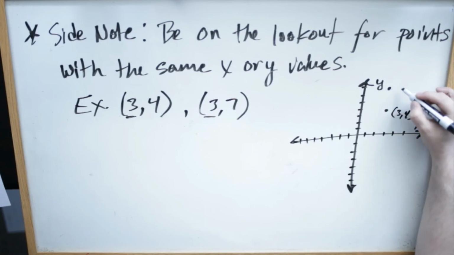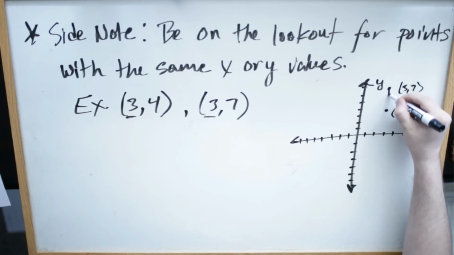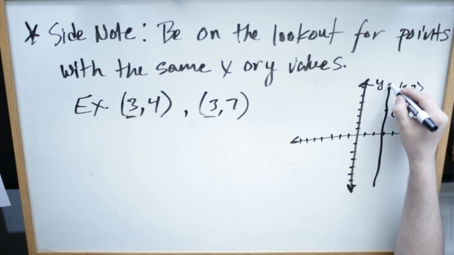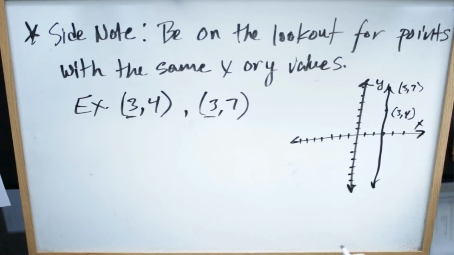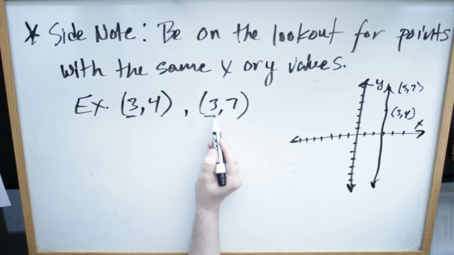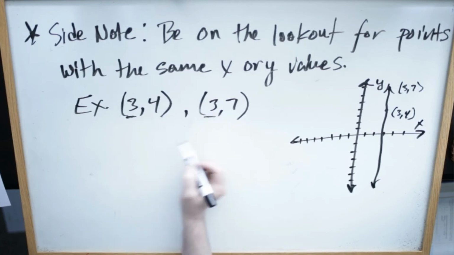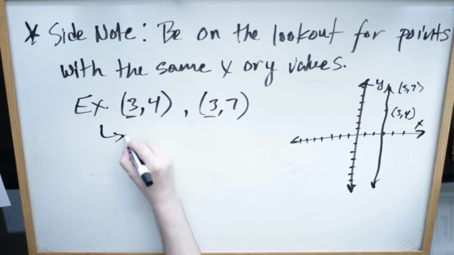Check out what happens. If I were to draw this straight, just imagine that's a straight line. It's a straight vertical line, right? If the values 3 and 3 for the x are the same, that means we're going to have a vertical line here.